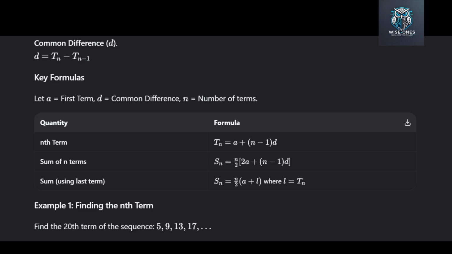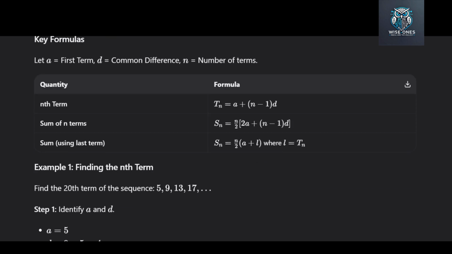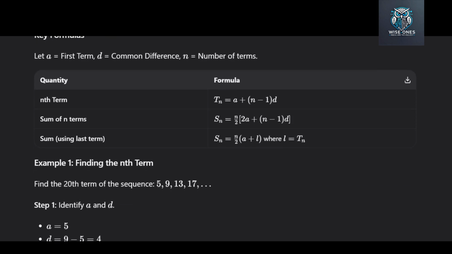There is also a third formula for sum using the last term. S sub n equals n over 2 multiplied by open bracket a plus l close bracket, where l is the last term, which is t sub n. Use this one if you know the last number in the list.